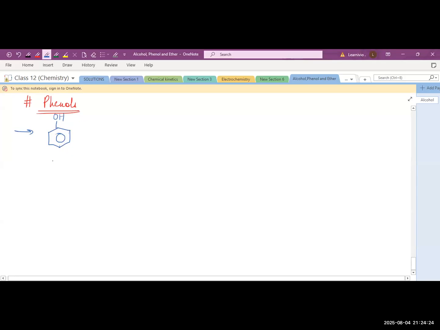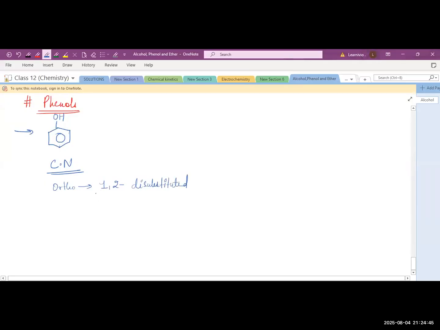Now see, in the common name, how to write the phenol. Basically we use ortho for 1,2 disubstituted.